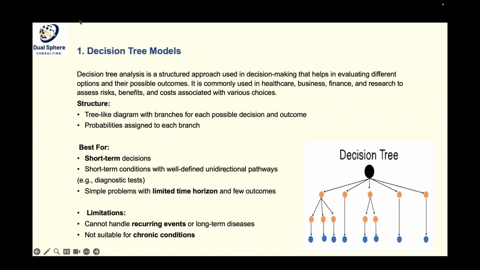So it is best for short-term decisions, the decision model. The other situation is short-term health conditions. For example, you have an acute migraine attack. So either the migraine will get cured or not get cured. Simple problems with limited time horizon.